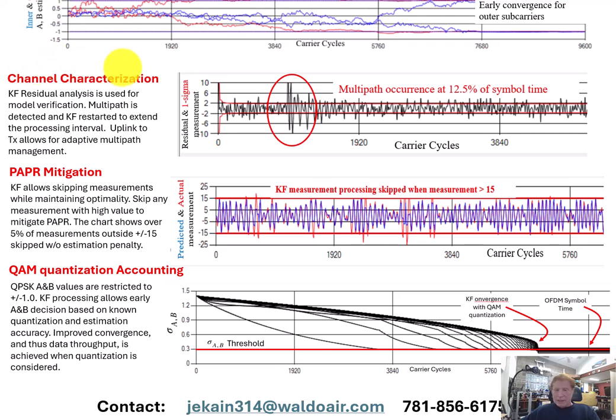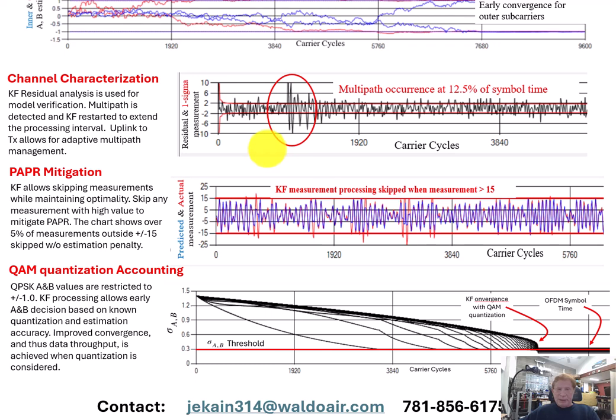The chart to the right shows the Kalman filter residual process when a reflected multipath wave is coherently summed with the direct path wave early in the symbol processing. As can be seen, this occurrence can be readily detected and the Kalman filter restarted. This adaptive multipath treatment may offer benefits over traditional fixed cyclic prefix.